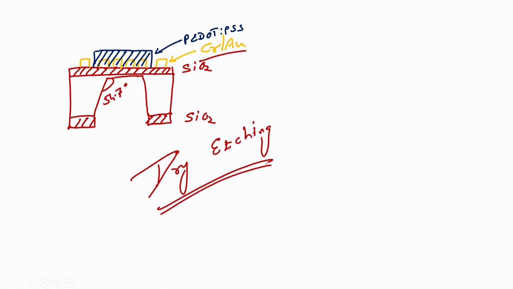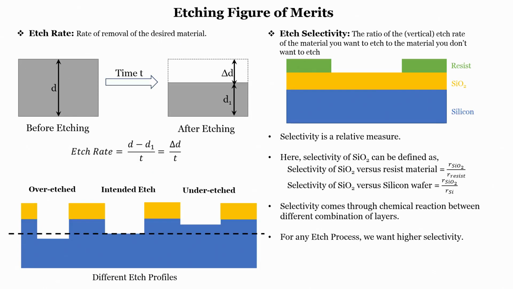We can also use dry etching. Okay. We will talk about that in a few slides. Let us continue this particular module, and here there are several things that we have to understand. The first is etch rate, the rate of removal of the desired material, how fast we can etch.